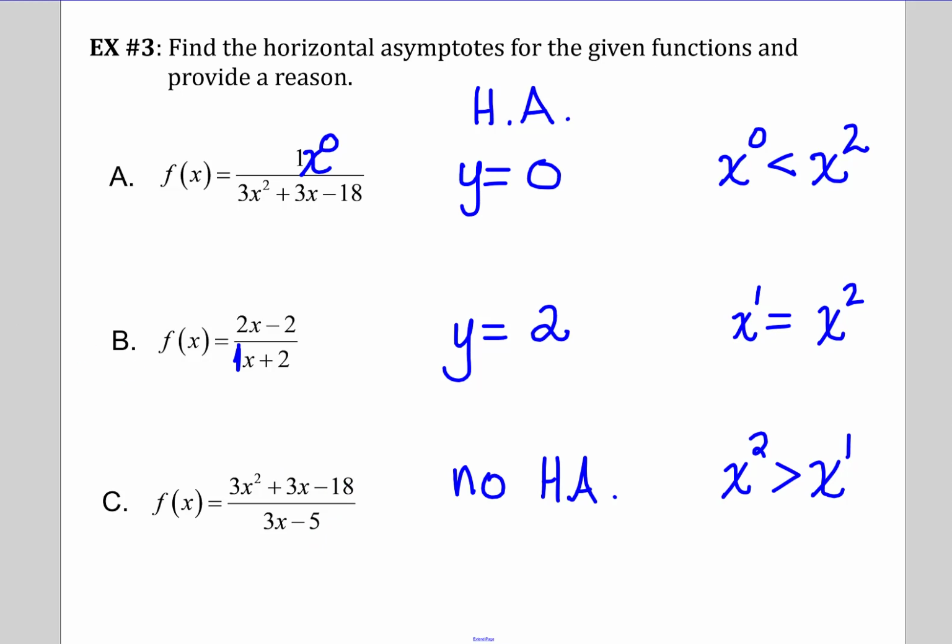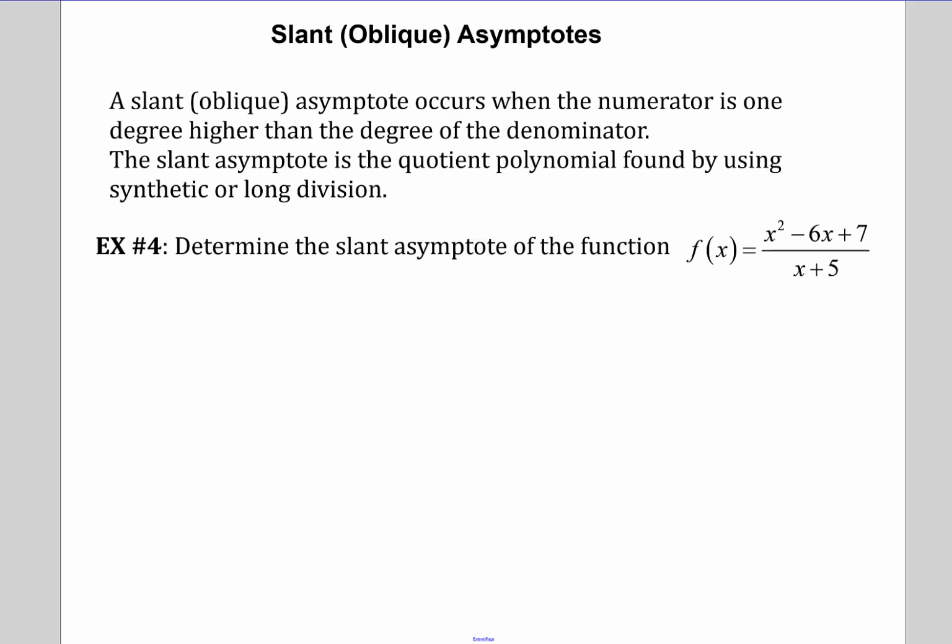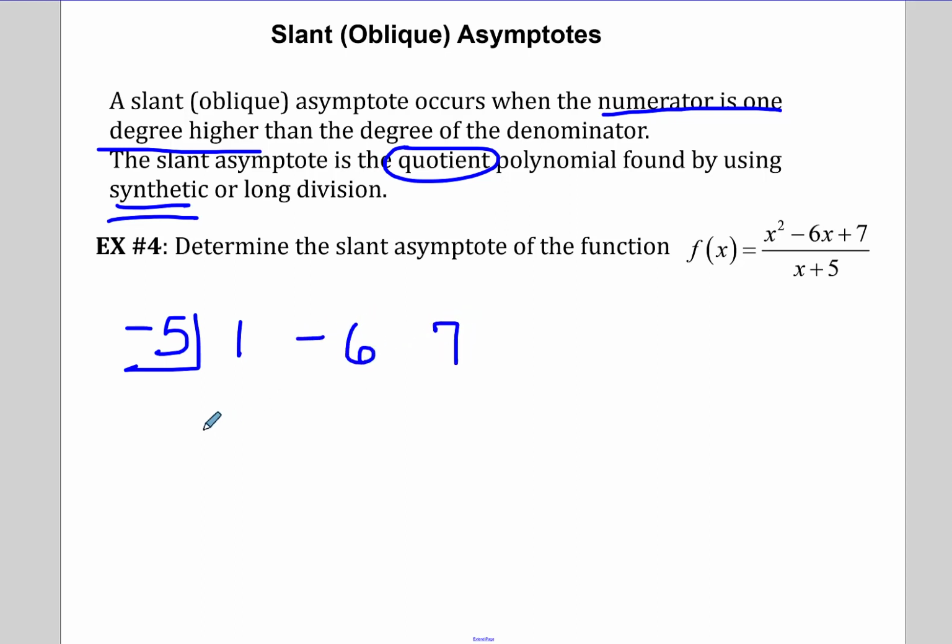In example 4, we're going to practice finding a slant asymptote. And like I said earlier, a slant or oblique asymptote will happen when the numerator is 1 degree higher than the degree in the denominator. And we want to find the quotient using synthetic division or long division. Since we have a linear factor on the bottom, we'll use synthetic division, and the 0 of the denominator would be -5. Then our coefficients in the numerator would be 1, -6, and 7.